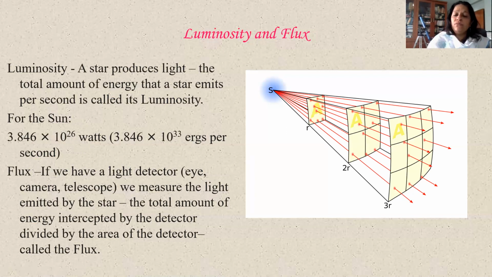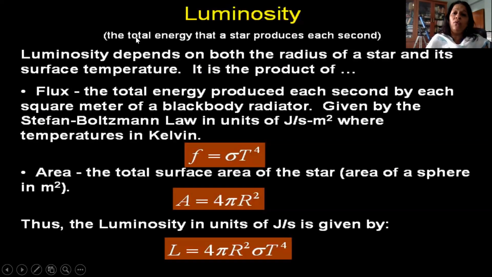Now, we do not actually measure the luminosity, for the simple reason that what actually comes to us is the flux, right? The flux is what we actually receive. If you had a light detector and a star, you would measure the amount of light intercepted in a certain area. Whatever comes within that area is what is called the flux. So it is the luminosity per unit area.